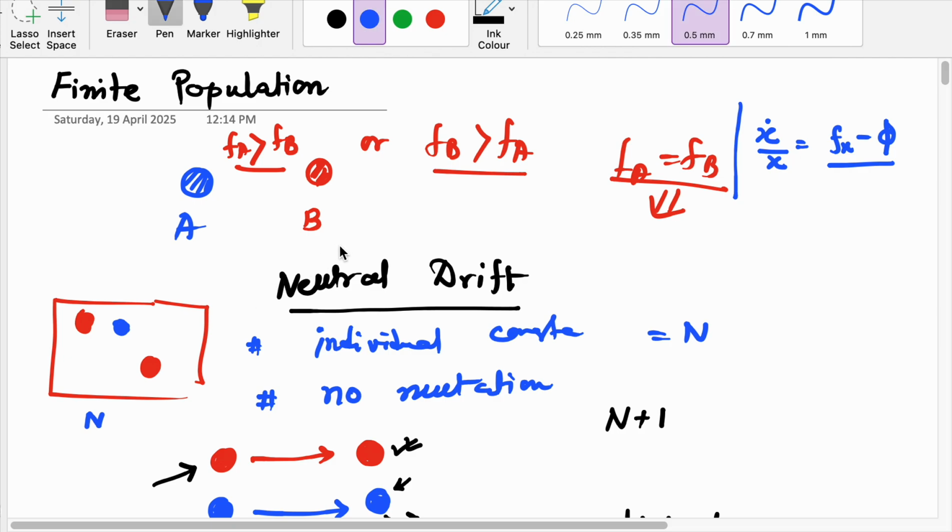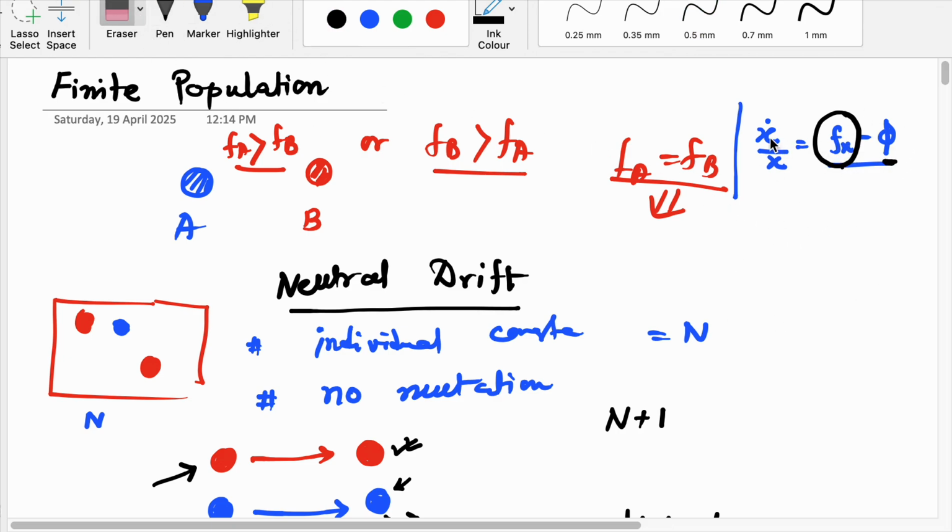If some behavior's frequency will increase in the population, that behavior's fitness is larger than the average fitness of the population. So this is the replicator equation.